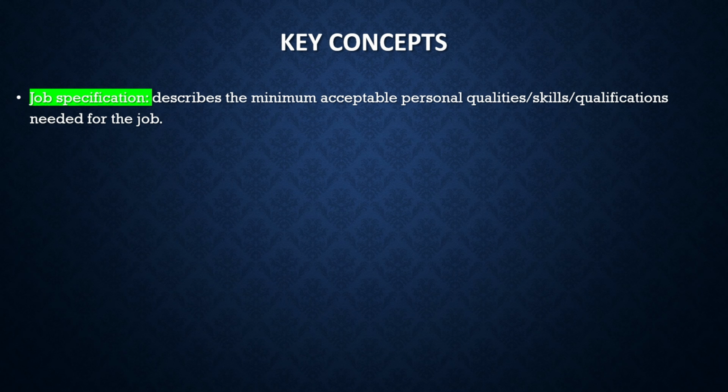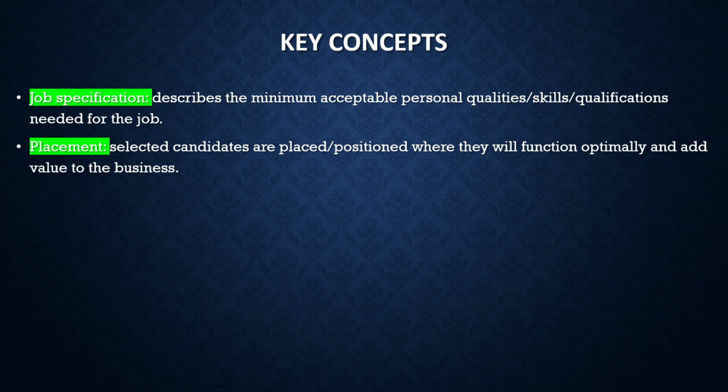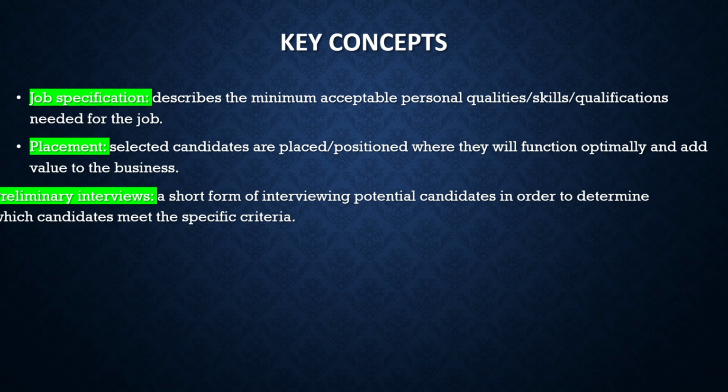Job specification. This is a list that defines the skills and qualities that a company requires for the position. Placement. This is a step wherein the employee is given the activities he or she needs to perform and is told about his or her duties. So, placement is usually followed by the orientation process.